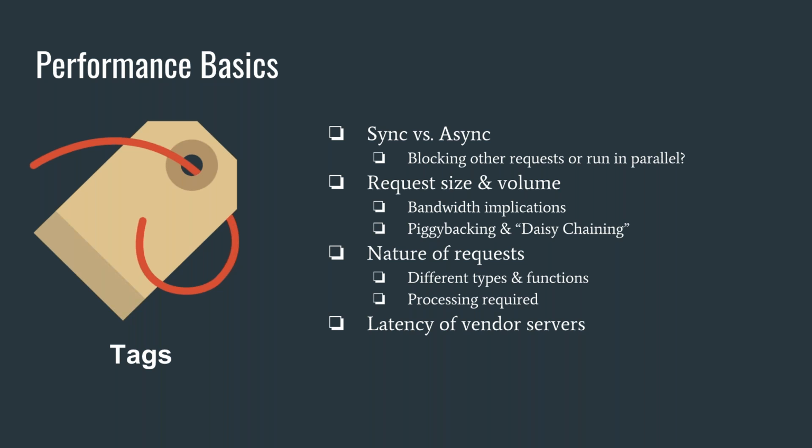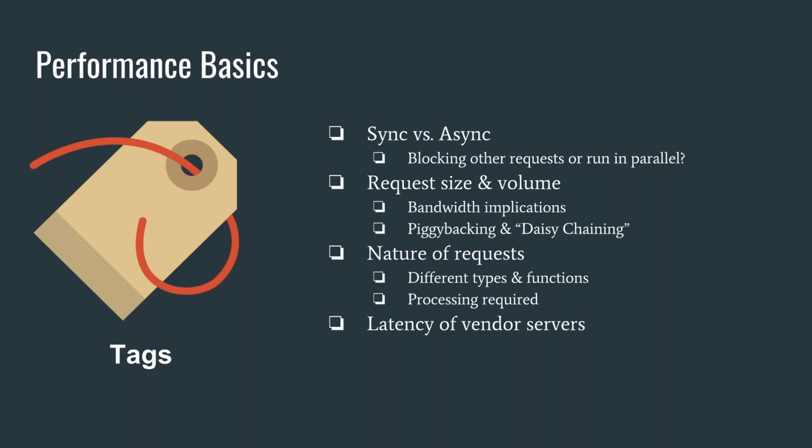With asynchronous tags, we just need to keep in mind the other limitations. Some of those that we need to look at for tags: request size and volume. Again, the bandwidth implications. If we're running up the size of the page, running up how much data needs to be sent and received between the client and the server within those middle pipes, due to size of tags, size of pixels, we are taking up a lot of the resources that are available to be used.